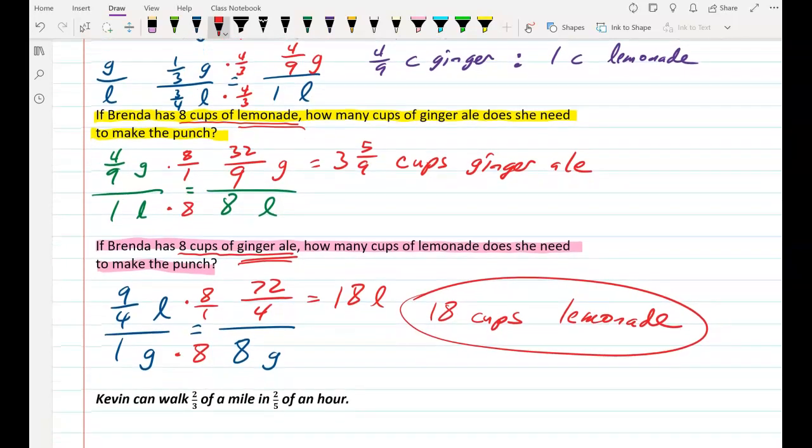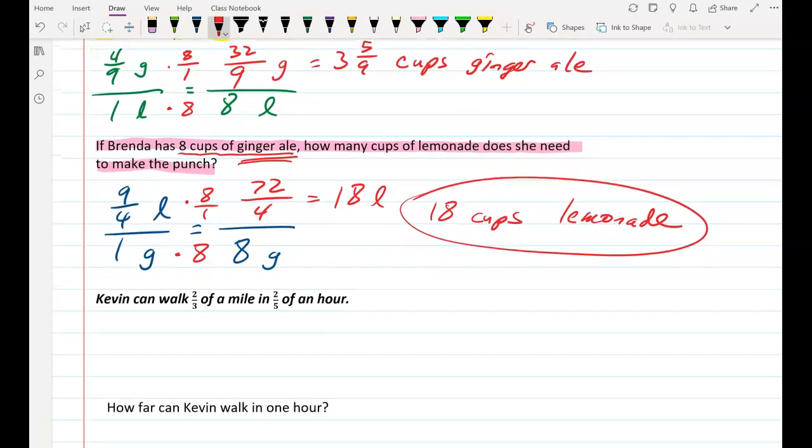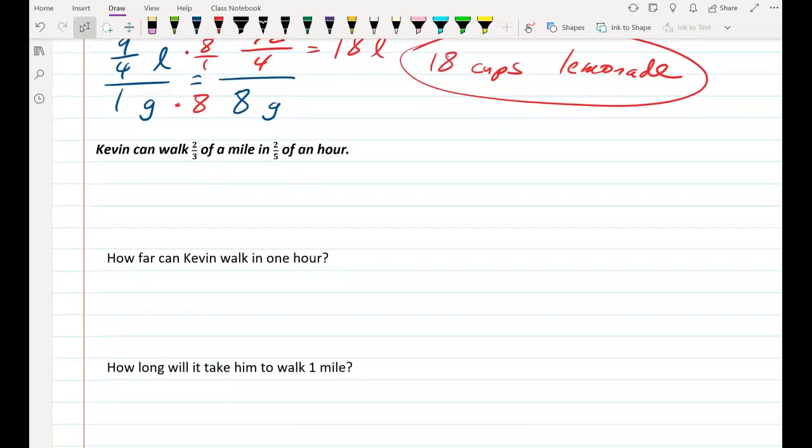Now, we take one more look at a different kind of problem where we have Kevin, who is walking. Kevin can walk 2/3 of a mile in 2/5 of an hour. Our next question says, how far can he walk in 1 hour? Well, that's a unit rate question for 1 hour. So let's set up our proportion.